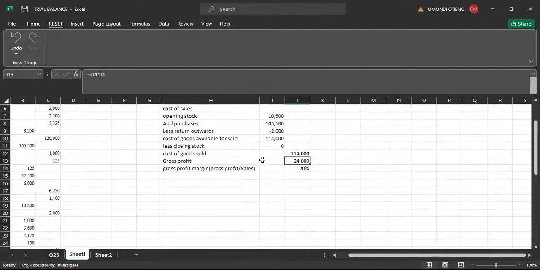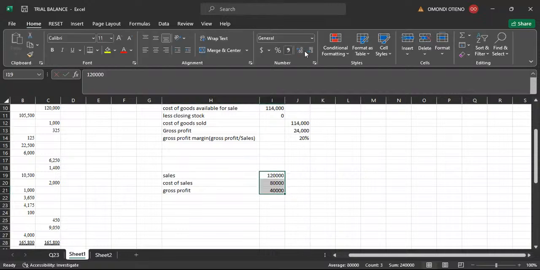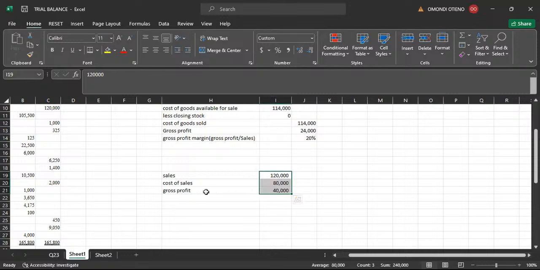Okay. Sasa hapa watu wamepotea. We have sales. Let me make it simple. We have sales, then we have cost of sales. So our sales is 120,000. Our cost of sales is 80,000. Our gross profit will be automatically 120,000 minus 80,000 to give us 40,000. I believe we are now getting this.